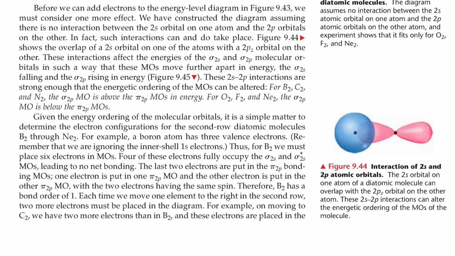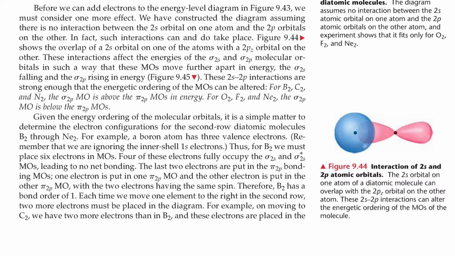Before we can add electrons to the energy level diagram in Figure 9.43, we must consider one more effect. We have constructed the diagram assuming there is no interaction between the 2s orbital on one atom and the 2p orbitals on the other. In fact, such interactions can and do take place. Figure 9.44 shows an overlap of a 2s orbital on one of the atoms with a 2pz orbital on the other.